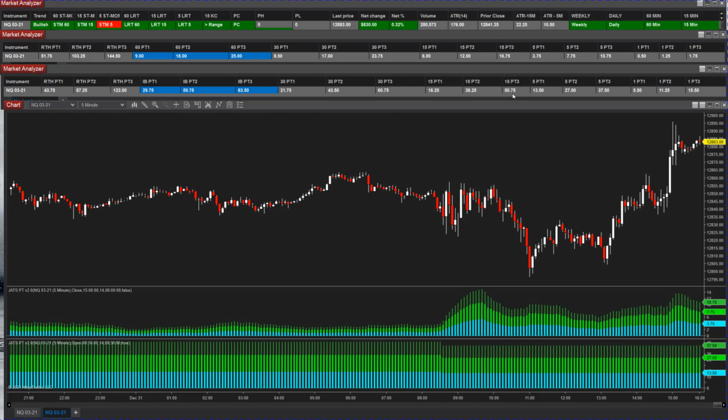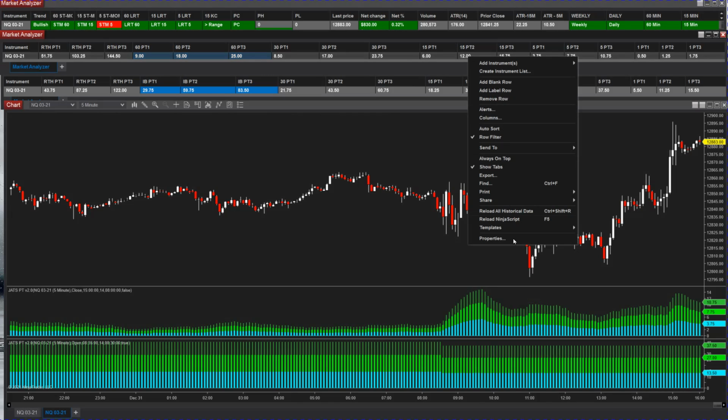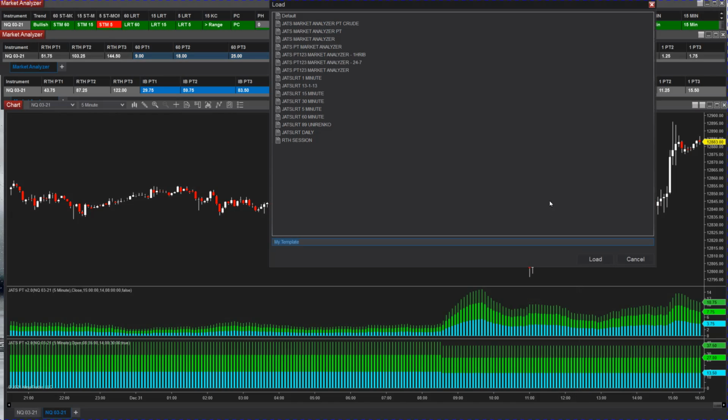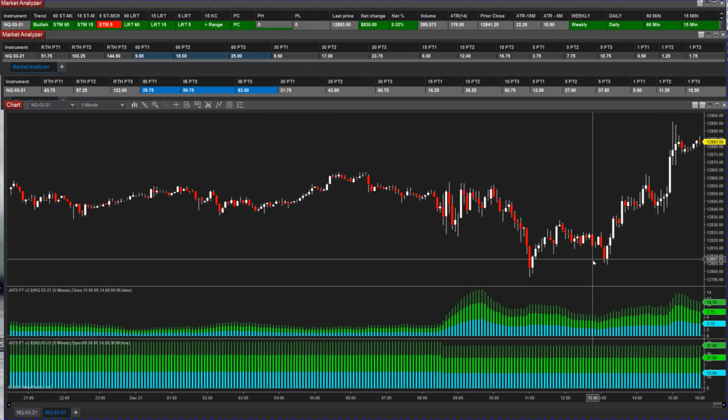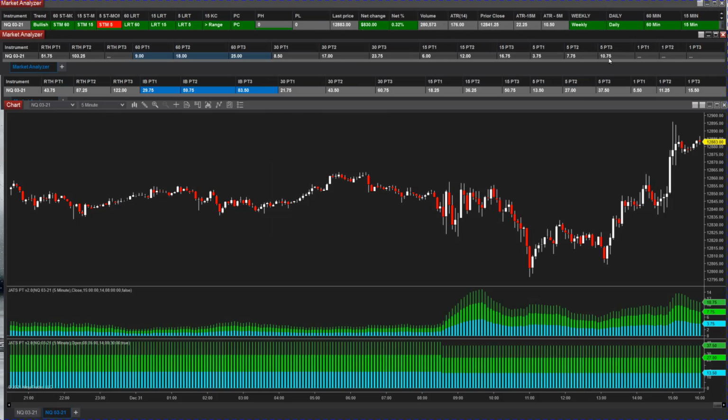and get a totally different setting. So instead of default 24/7. All right, 10.75, 10.75, 37.50, 37.50. So those are the differences between your ranges.